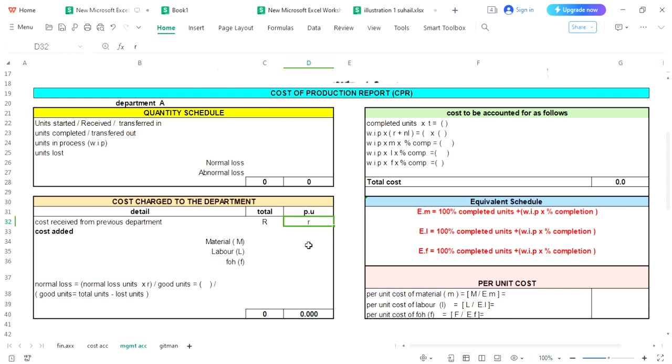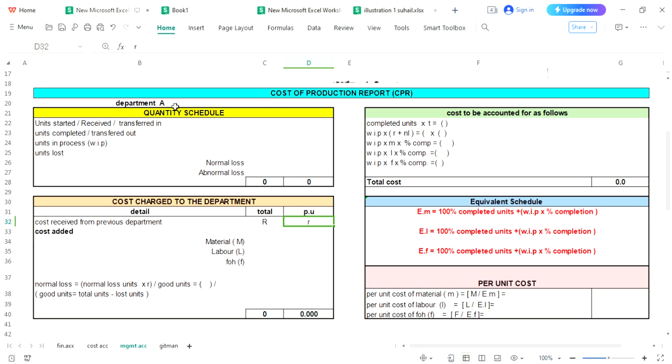So what is small r? Your per unit cost received from previous department. Here you can see it's per unit, and here it has been written cost received from previous department. If it is department A, small r means per unit cost received from previous department, and since there is no previous department to department A, small r will not be written here. And obviously if small r is not present, then capital R will also not be present in the question if the question is related to department A.